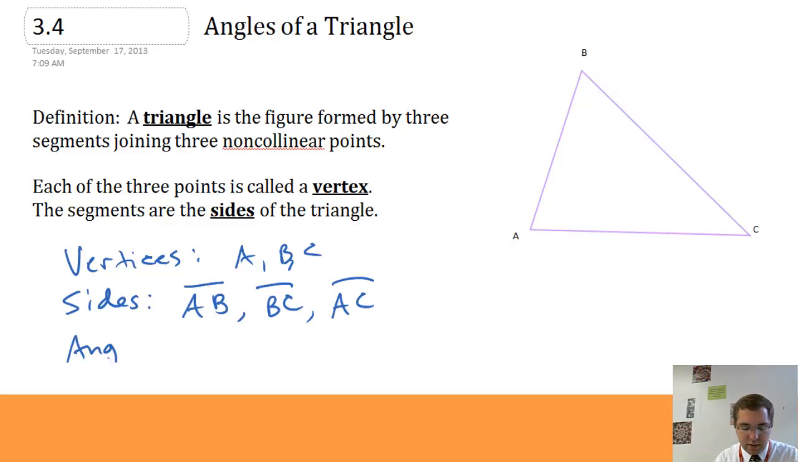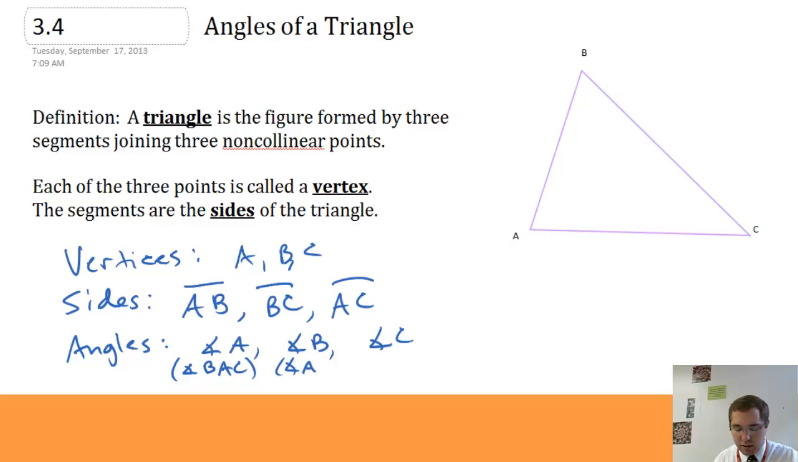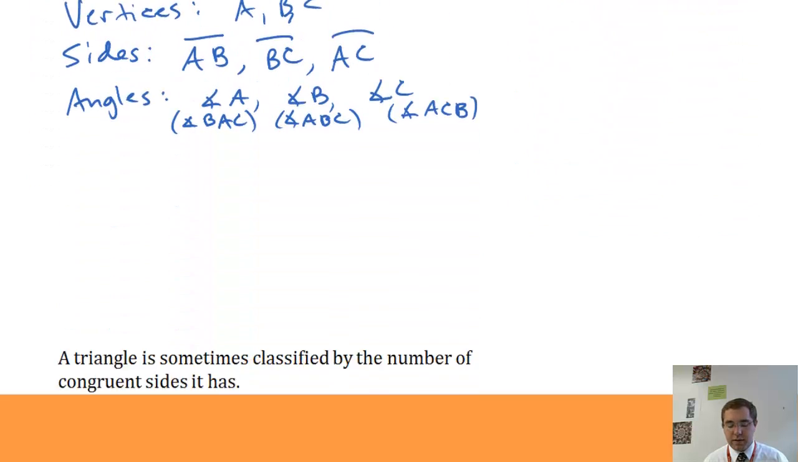And the angles of this triangle, since every triangle has three vertices, every triangle will have three angles. We can call them angle A, angle B, angle C. Of course, we could also call them with three letters. Angle A would be the same as angle BAC. Angle B would be the same as angle ABC. And angle C would be the same as angle ACB. That's just the definition of a triangle, and we understand how that works.